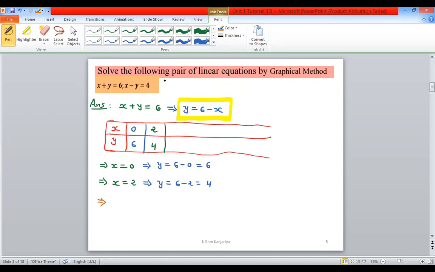Yes, but there is no restriction. You can take your x from any real number. Okay. Now I am taking x is equal to 6.